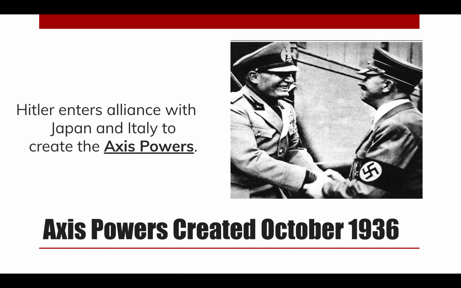In 1936, we see the Axis powers, a new alliance created between three different countries: Japan, Italy, and Hitler's Germany. And so we have this new alliance system of all these countries, hyper-nationalistic, falling into the idea of fascism and imperialism. We'll come back to that as well.